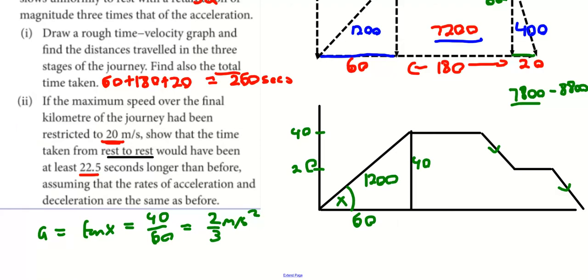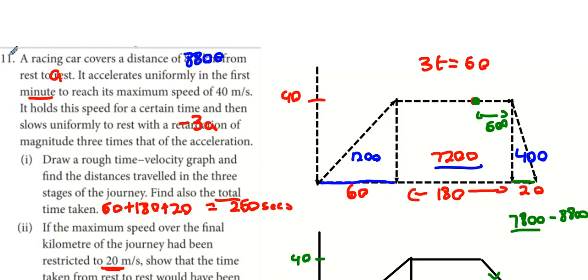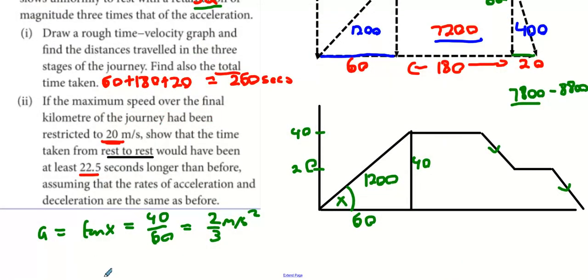Now what if the deceleration be then? The deceleration is 3 times larger, so what do we know about the deceleration then? It's 3 times 2 over 3, which is minus 2 meters per second squared. So now we have our acceleration and deceleration sorted. Okay, now let's chop this up into little areas here.